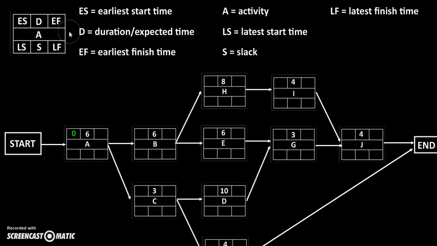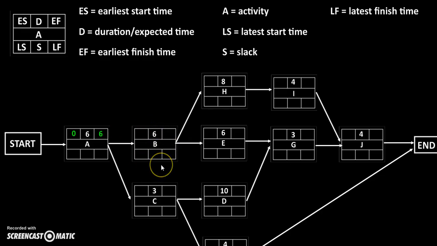Now we want to fill in our EF value, our earliest finish time. If the earliest it can start is time 0, and it takes 6 units of time to complete, what is the earliest finish time? Clearly, the earliest finish is at 6. So for activity A, the earliest it can start is day 0. It takes 6 days to finish, so the earliest it can be finished is on day 6.